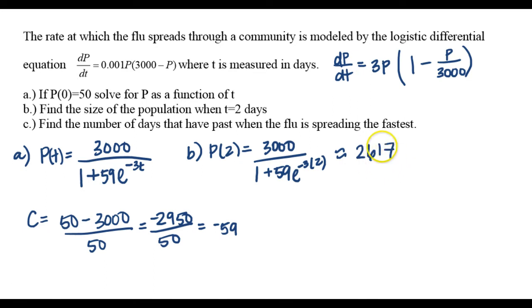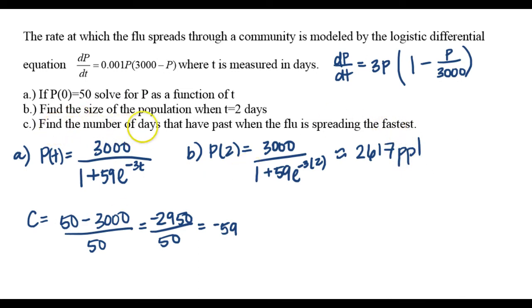So we'll round. So we're talking about people here. So I'm going to round to the nearest person. So 2,617 people have the flu after 2 days have passed. So that's a pretty significant jump. On day 0, 50 people had the flu. By 2 days later, 2,617 people had the flu.